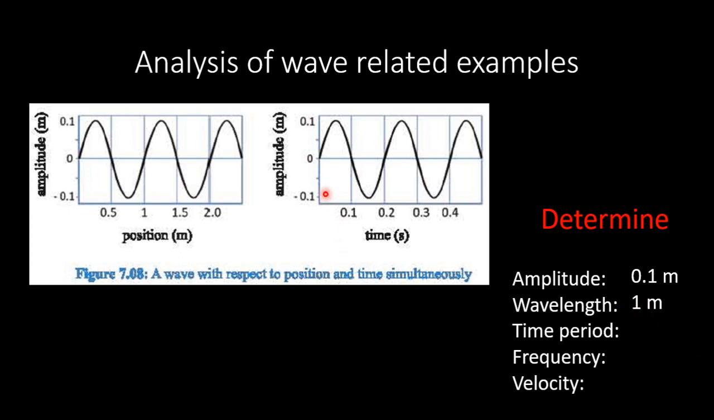To determine the time period we have to look at the second graph. For a complete oscillation it takes 0.2 seconds, so the time period is 0.2 second. What is the frequency? Frequency is the inverse of time period, that is 5 hertz. What is the velocity? When we divide the wavelength by the time period we get a velocity of 5 meter per second.